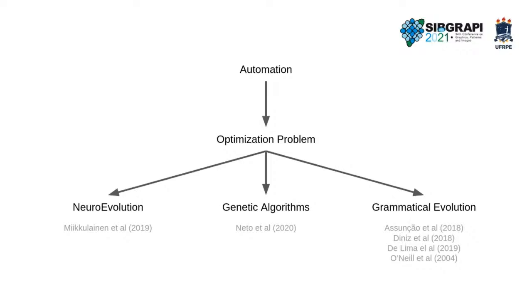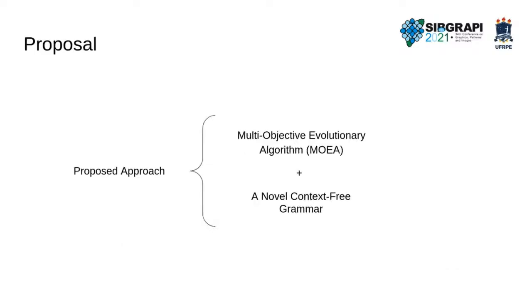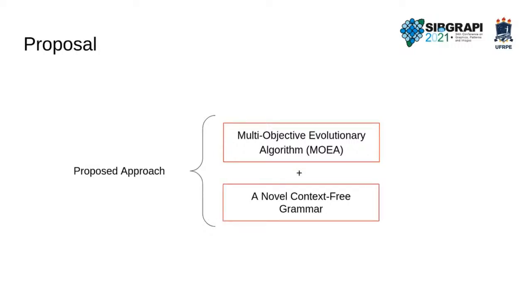Several techniques have been proposed, including neuroevolution and the use of genetic algorithms. However, the results obtained in some works show that grammatical evolution is a promising technique for optimizing CNNs. Using the principles of grammatical evolution, this work proposes the use of a multi-objective evolutionary algorithm, or MOEA, associated with a new context-free grammar responsible for generating and mapping the CNNs. The MOEA optimizes the networks by maximizing two objective functions, the accuracy and F1 score.